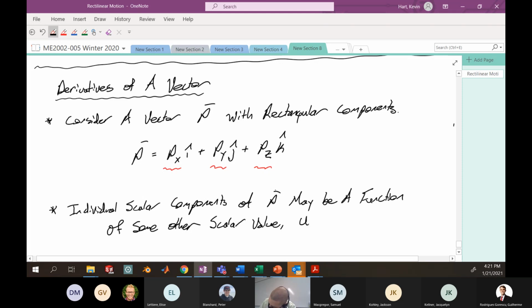And let's say for now that that scalar value is u. That u might represent a position, a time, a velocity coordinate, something, all right?